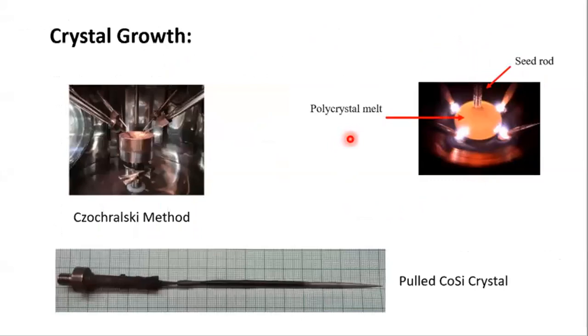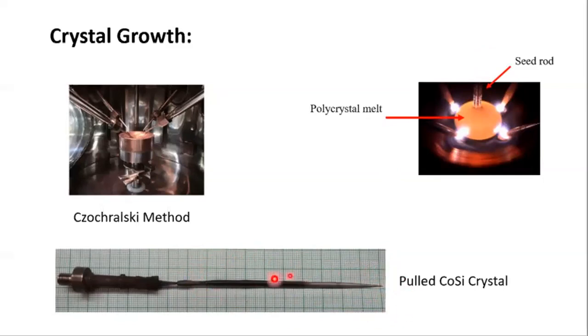Then what do we do? We cut the polycrystal and we take a small seed. Here you can see this is the seed. So we take the seed and then we tie it to the pulling rod. Then we slowly pull the pulling rod from the melt. While pulling very slowly, at 10 mm per hour, we get a large crystal. This is basically the Czochralski pulling.